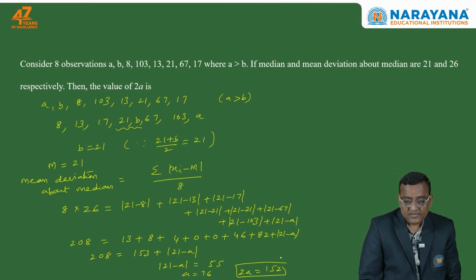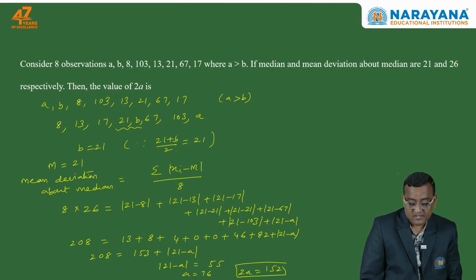The only difficulty here is where you have to place that B and A. Given that A is greater than B, if B is placed after 21, then only we get the median as 21, and the corresponding B value must be 21. And the rest is formula only, the direct mean deviation formula. From that you get a relation in A, which will give the A value.